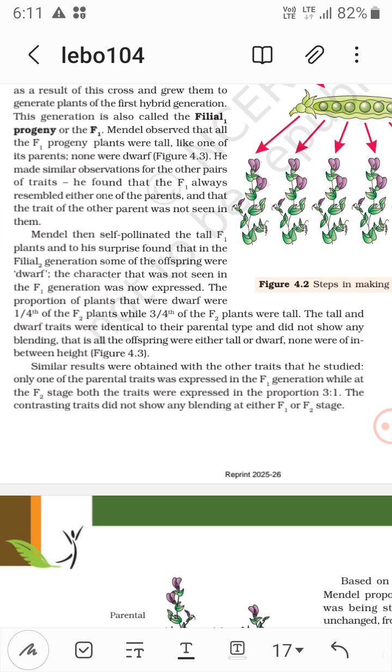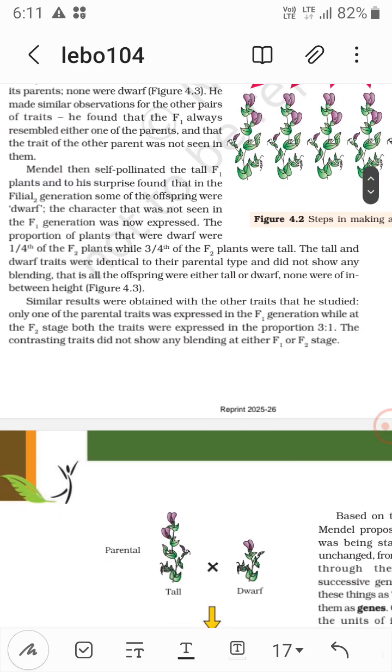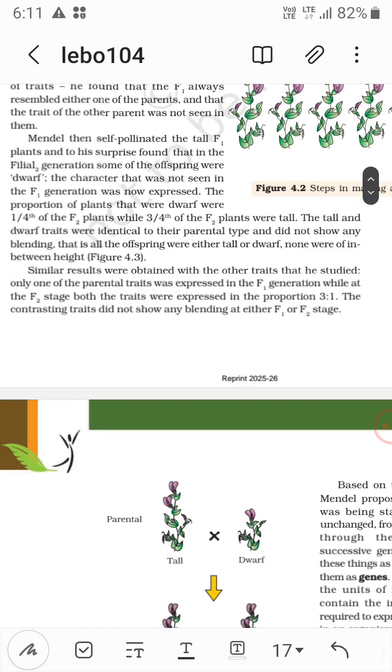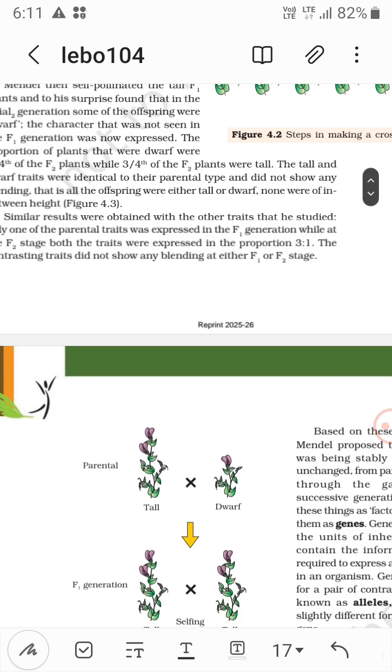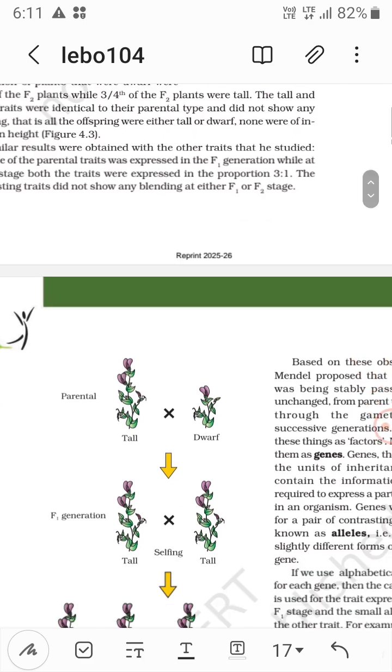That is, all the offspring were either tall or dwarf, none were of intermediate height. Similar results were obtained with the other traits that he studied. Only one of the parental traits was expressed in the F1 generation, while in the F2 both the traits were expressed in the proportion of 3:1. The contrasting traits did not show any blending at either the F1 or F2 stage. It means both the characters resembled their parents.